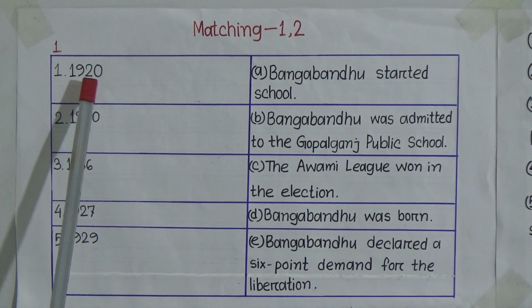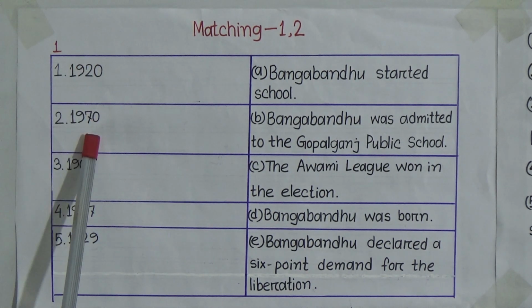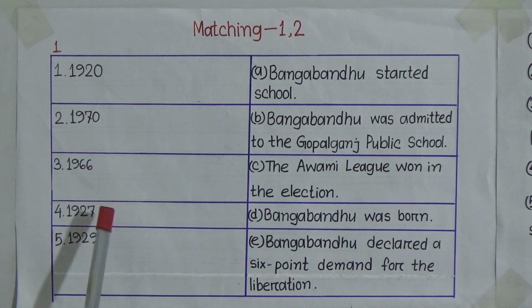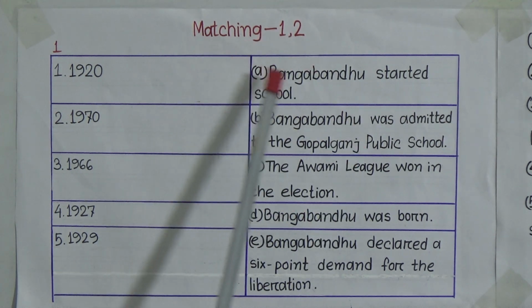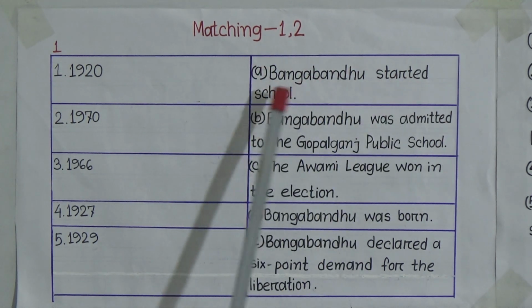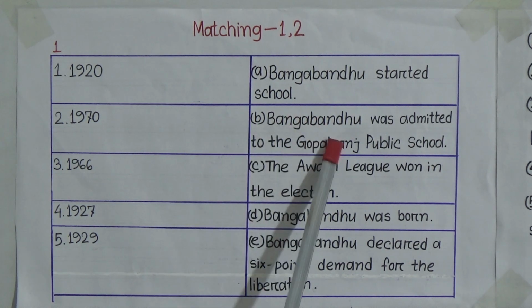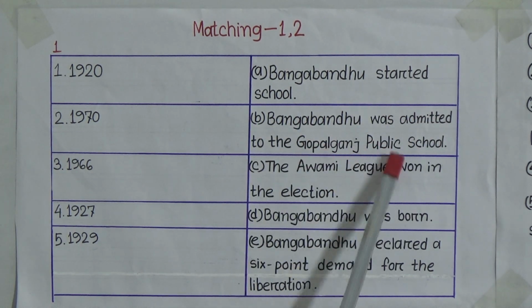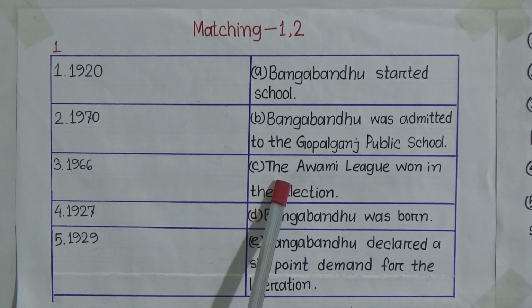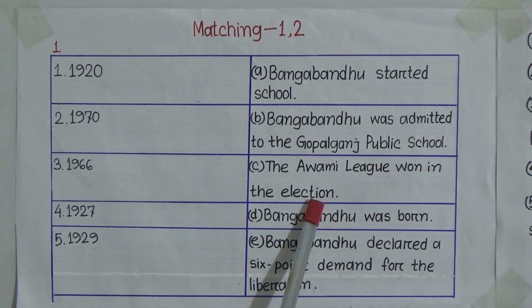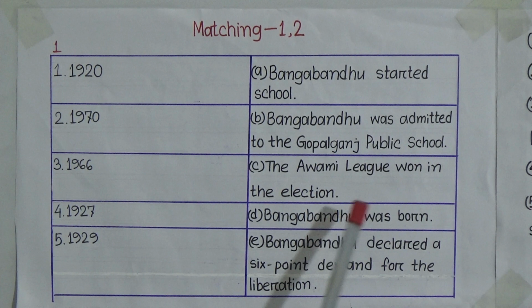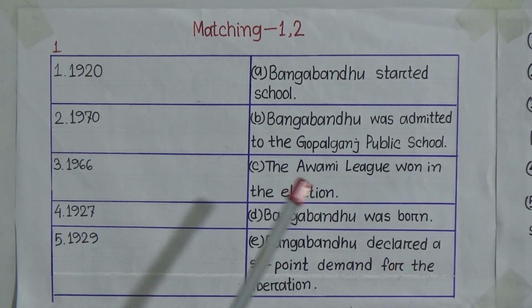So the first side has 1920, 1970, 1966, 1927, 1929, and on the other side, number A, Bangabandhu started school. Number B, Bangabandhu was admitted to the Gopalganj public school. Number C, the Awami League won in the election. Number D, Bangabandhu was born. Number E, Bangabandhu declared a 6-point demand for the liberation. So now we have to match both sides.